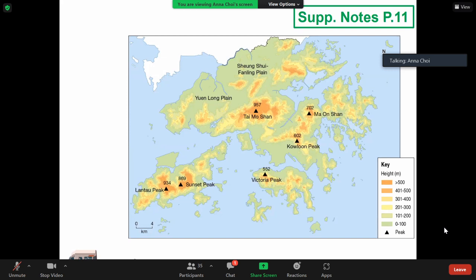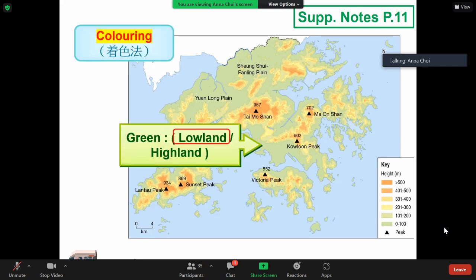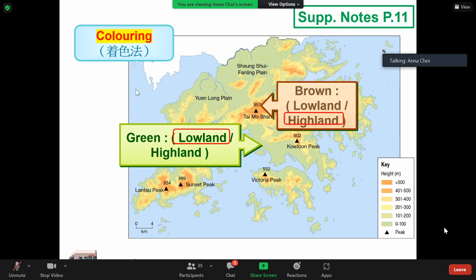Could you please look at your supplementary notes? If you look at this map, just like a textbook one, it is trying to use different colors to represent the relief. The brown color shows you where the highland is, and the green color shows you the lowland. So basically, we call this method coloring. It uses different colors to present the height as well as the relief. Could you please write this down onto your supplementary notes, page 11. Okay, 1A, write down coloring.